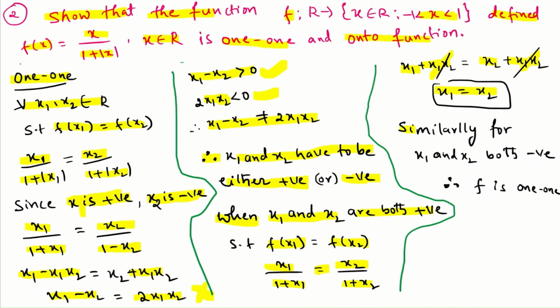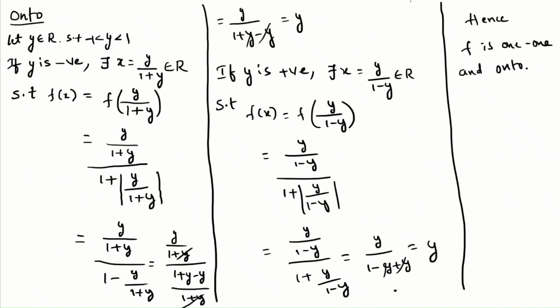Similarly, if x1 and x2 are both negative, you will get x1 is equal to x2. Therefore, in both the cases, either both positive or both negative, f is one-one. Okay, let's move onto the onto function.